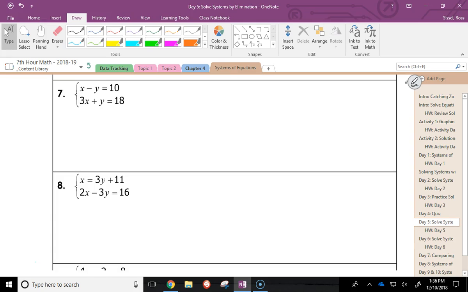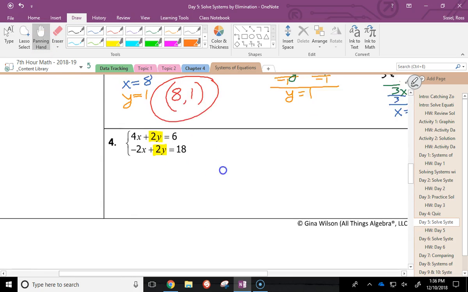Bryce? Yeah. Negative 1y, positive 1y. On number 8, y, 3y, negative 3y. Okay, we're going to come back down to these in just a second.